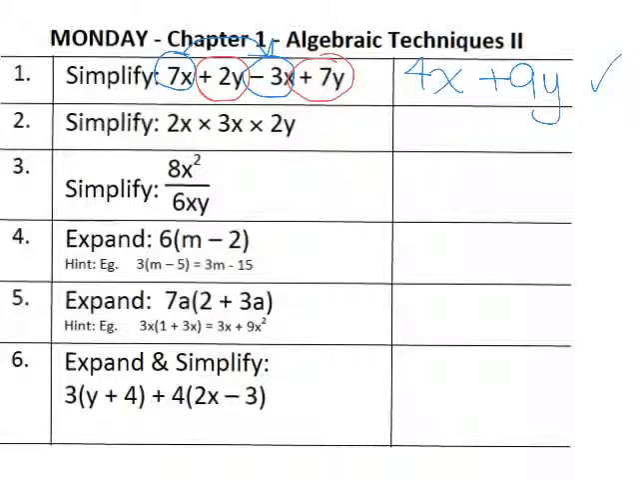Question 2. I want you just to observe all the numbers now. So we're going to go 2 times 3, that's 6. And then 6 times 2 again, and that equals 12. So we're going to write down 12. Now have a look at the algebraic part. There's an x times another x times a y. If you just look at the x times x, that turns into x squared, and the y by itself is just a y, so the answer is 12x squared y.